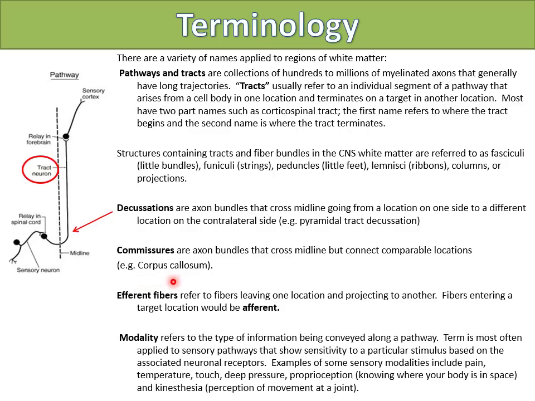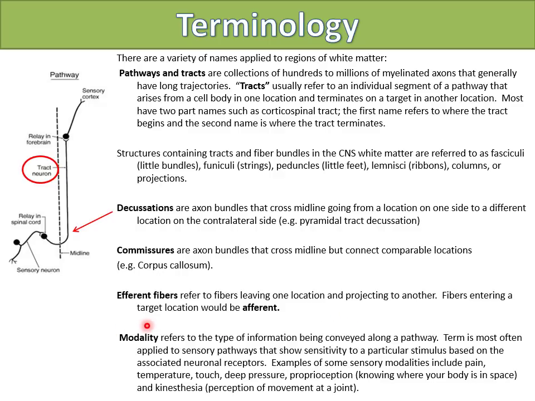Efferent fibers are those leaving one location and projecting to another, such as the corticospinal tract is an efferent fiber from the cortex to the spinal cord. An afferent fiber is a collection of fibers that are entering into a region, so that the spinothalamic pathway is afferent to the thalamus.